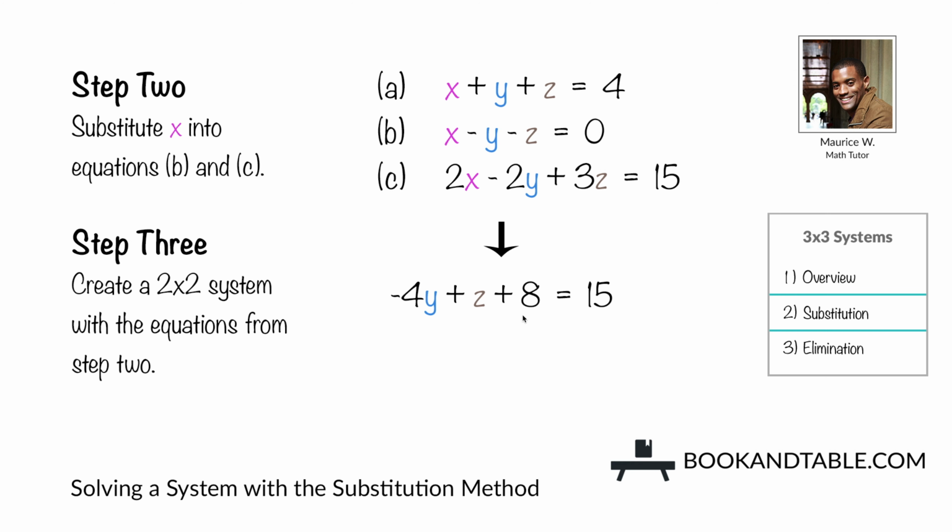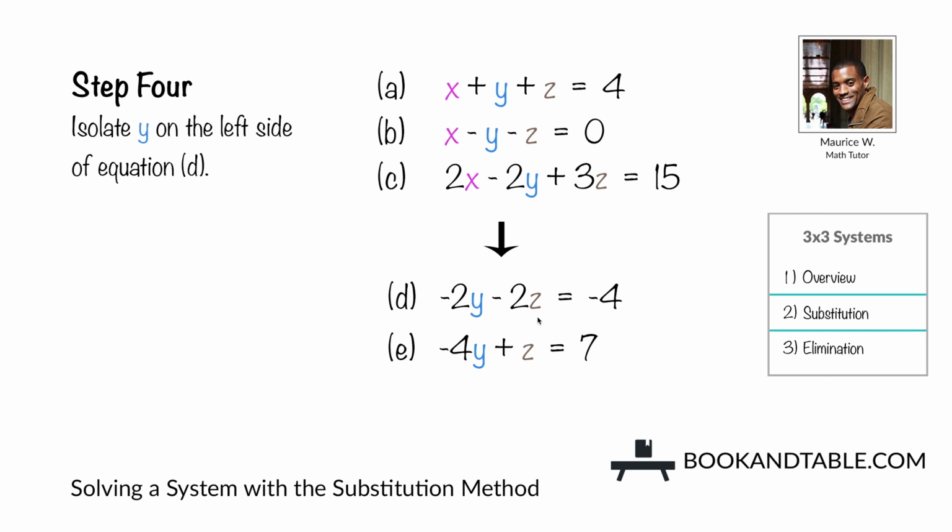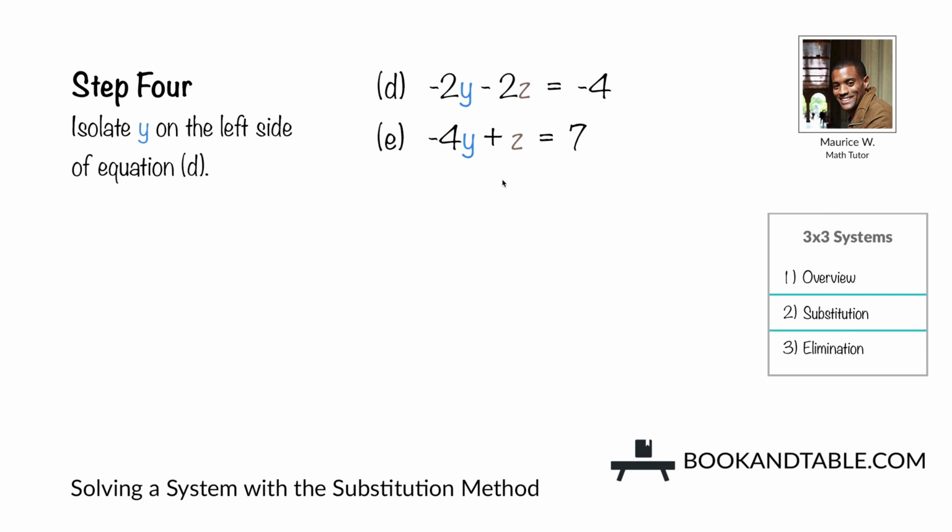And now to create the second equation in our 2x2 system, we want to move this 8 to the right side. So we subtract 8 from both sides, showing us equation E is negative 4y plus z is equal to 15 minus 8, which is 7. So now we have our new 2x2 system with equations D and E. So we want to use the substitution method on this 2x2 system to solve for variables y and z. So now we want to work with D and E.